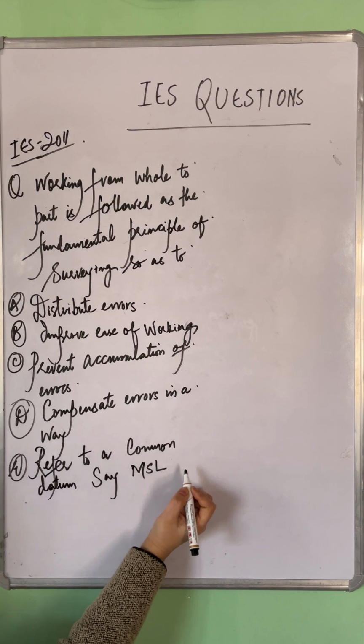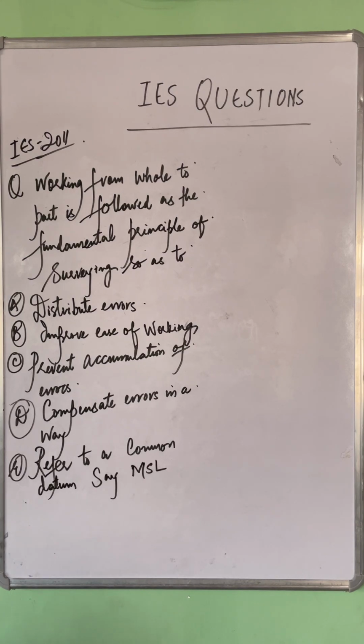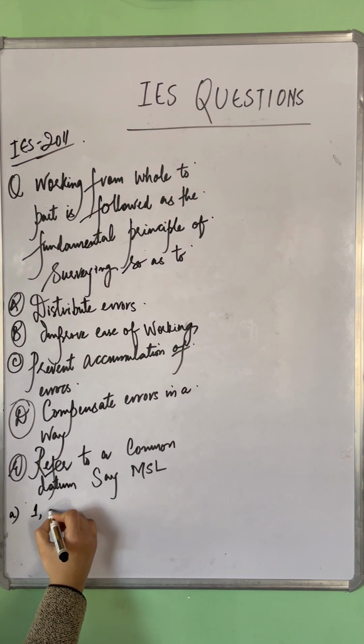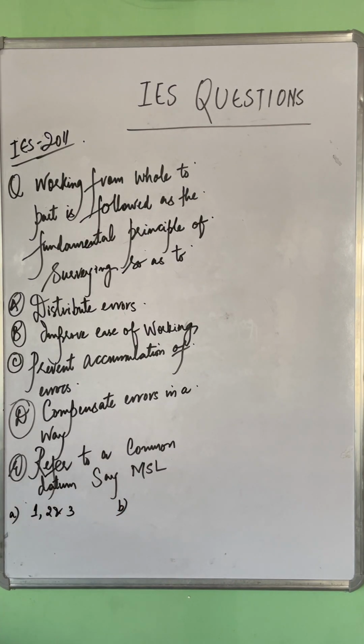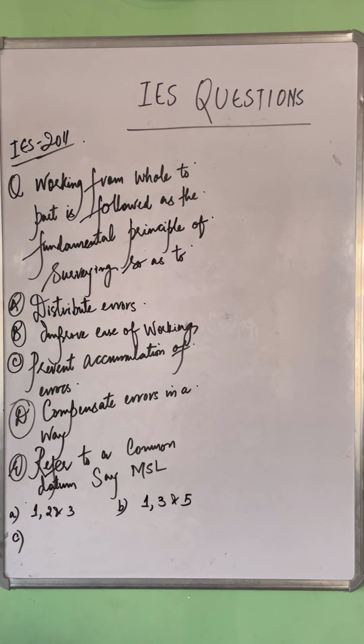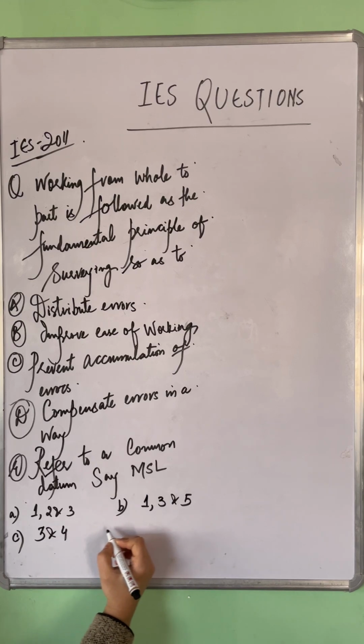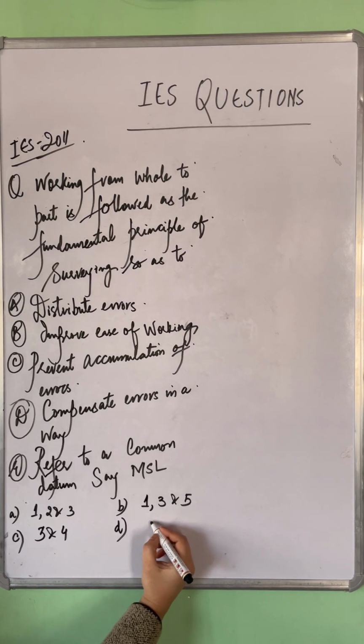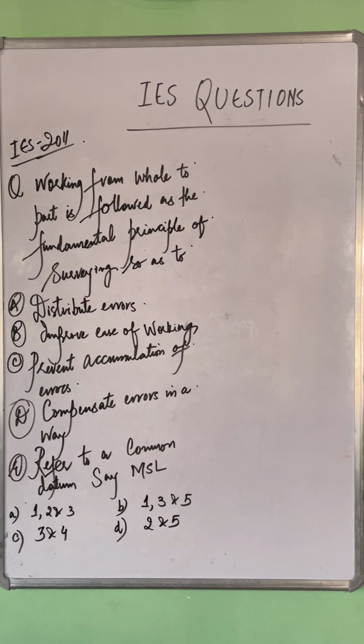Mean sea level. So this question was asked in IAS 2011, and the question is, working from whole to part is followed as the fundamental principle of surveying so as to distribute errors, improve ease of working, prevent accumulation of errors, compensate errors in a way, and refer to a common datum, say mean sea level. We have to see which of the statements is correct, right?